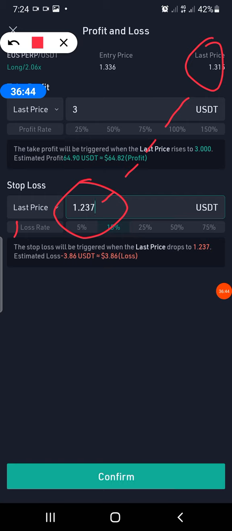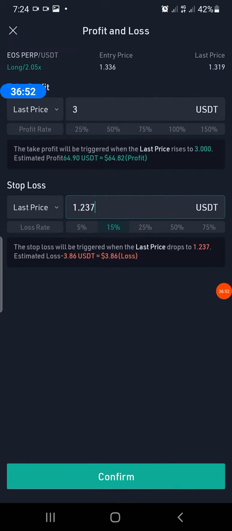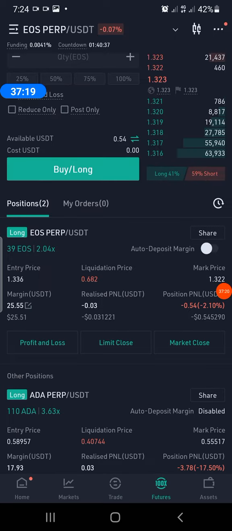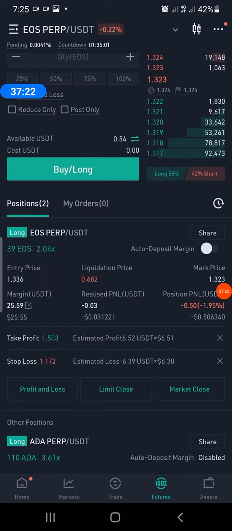So after inputting these things, my brother, you click on this word confirm. Let me say, okay, I will remove this. Let me use 25% stop loss and 25% take profit. So I click on confirm. Confirm, sorry, yeah. You see the magic that will happen. Can you see?